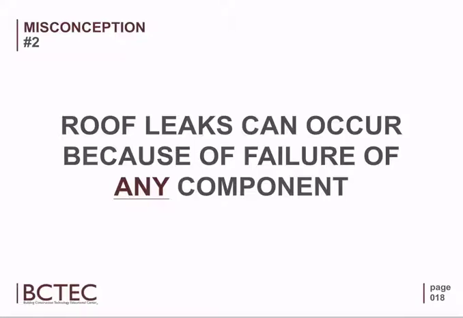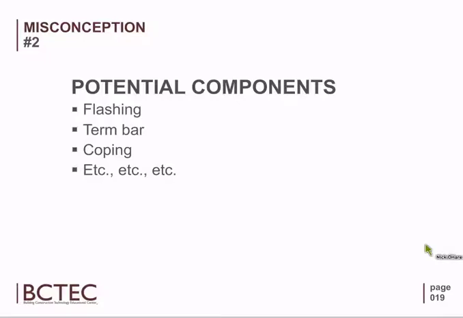But really, roof leaks can occur because of failure of any roof component, and potential components that we're seeing leaking all the time when we get called into these situations. It's flashing failures, it's term bars, copings, et cetera. It's all the detail work.